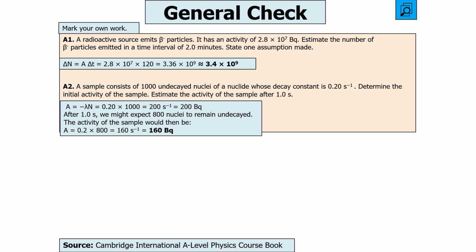So the activity after 1 second is going to be the decay constant times by the number, my apologies, so the decay constant 0.2, the number is now 800 because 200 have decayed from 1,000, so we get 160 seconds to the minus 1, or 160 becquerels.